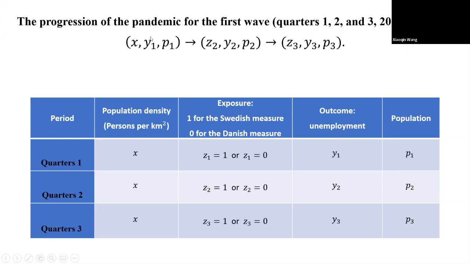So we have first quarter density, measure, and outcome as unemployment P1, that's before the pandemic, and then the pandemic starts: measures, outcome, and measures, outcome.